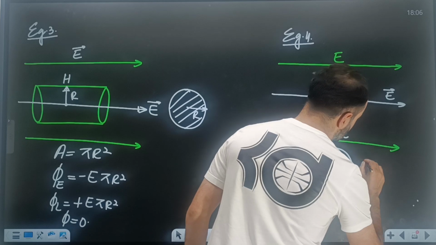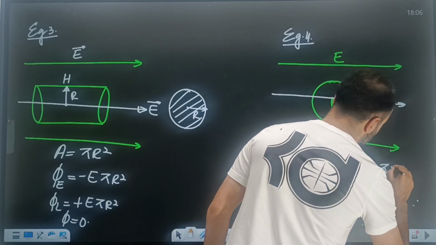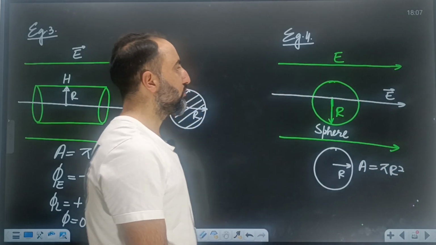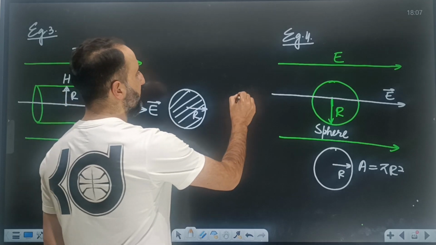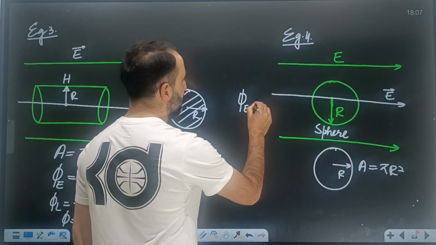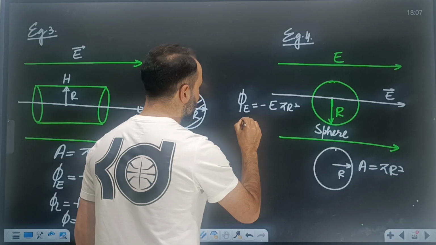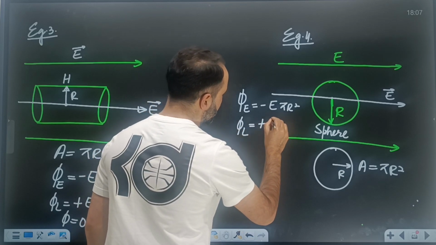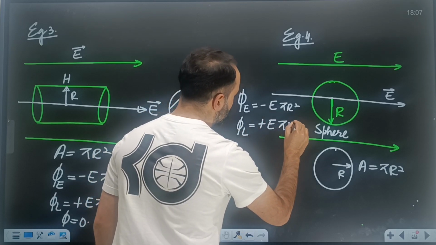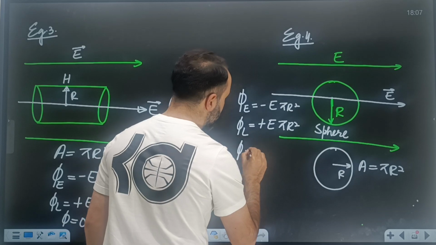This is the projection. Its area is equal to what? Pi r square. What about flux entry? Let me write it. Flux entry is equal to minus E into area, that is pi r square. What about flux leaving? That will be plus E multiplied by pi r square. What about the net flux through this?